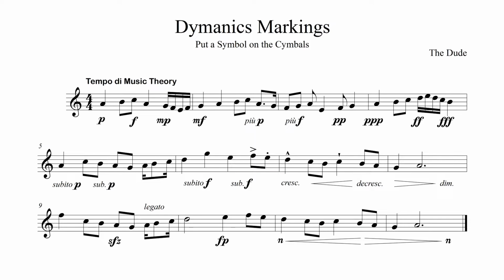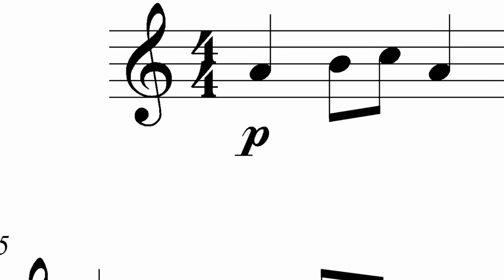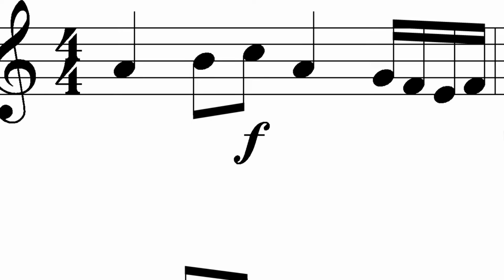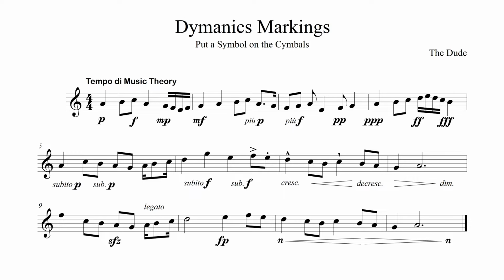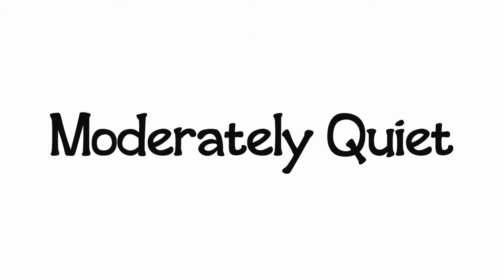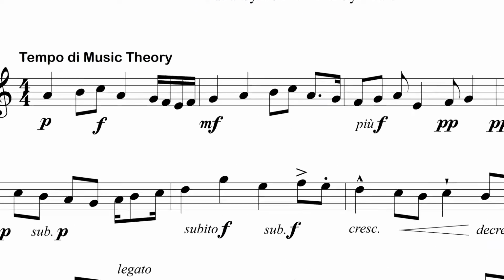The two basic dynamic indications in music are piano, abbreviated as P, means quiet or soft. Forte, abbreviated as F, means loud. More subtle degrees of loudness or softness are mezzo piano, abbreviated as MP, means moderately quiet. Mezzo forte, abbreviated as MF, means moderately loud.